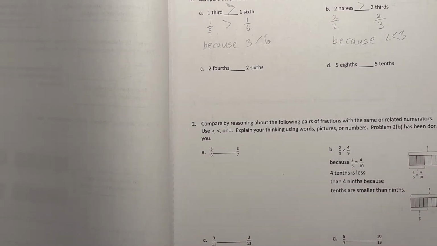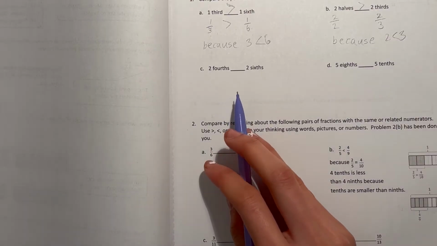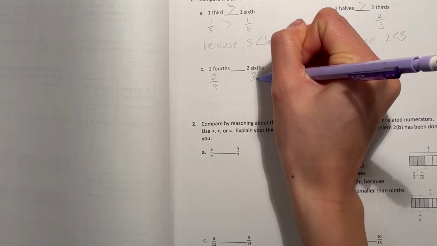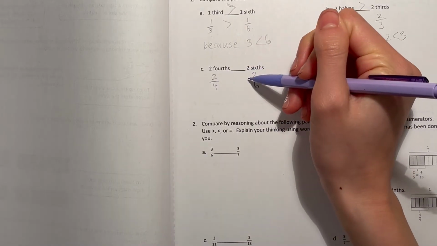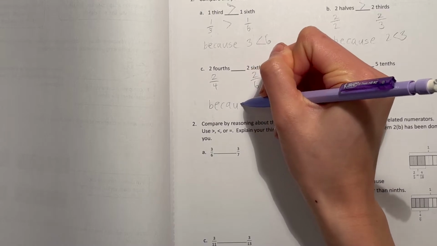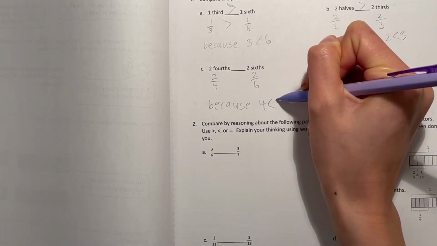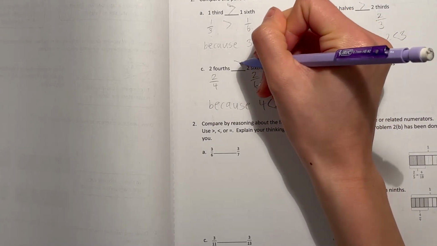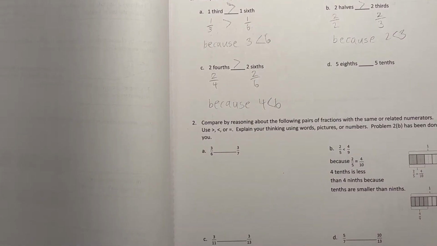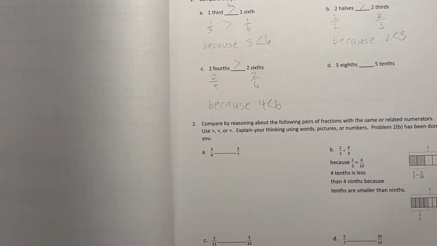Alright, C. 2/4 and 2/6. Numerator is the same. Now look at the denominator. 4 is less than 6, so 2/4 is greater than 2/6. Because remember, 2 of the big pieces is greater than 2 of the small pieces.